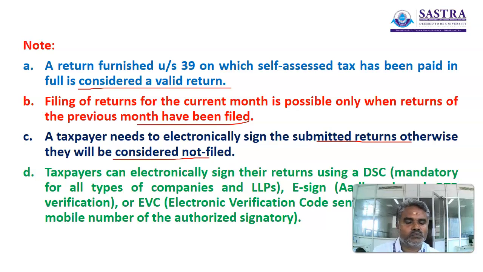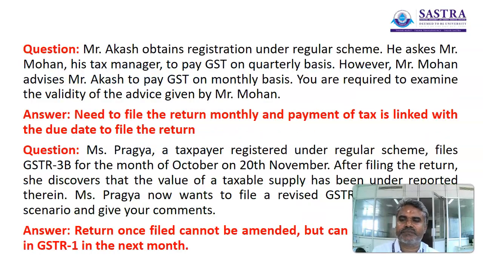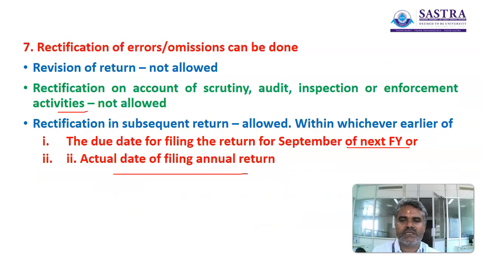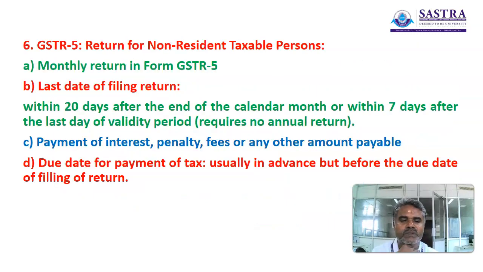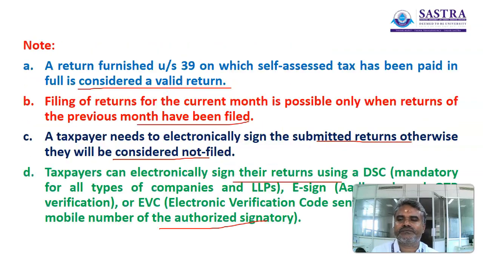You have to put your electronic signature. Okay. Taxpayer can electronically sign their return using DSC, mandatory for all types of companies and LLP, e-sign, Aadhaar based OTP verification, EVC electronic verification code sent to the registered mobile number of the authorized signatory. So you see, these are all the information you have to keep in your mind at the time of filing the various returns. Okay, good.